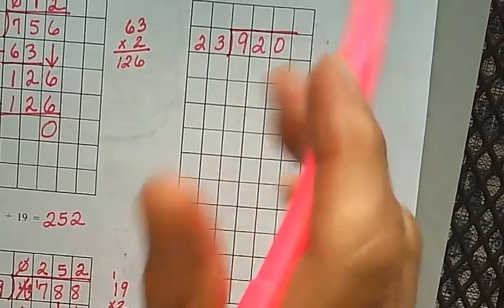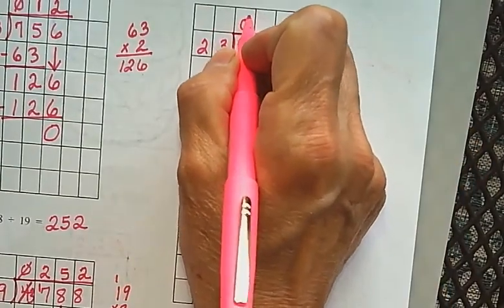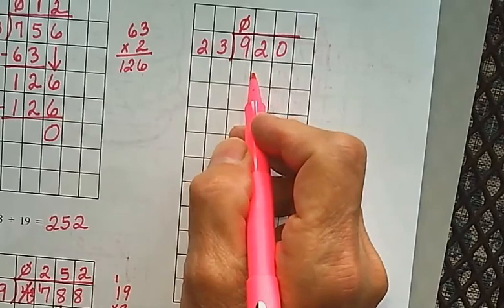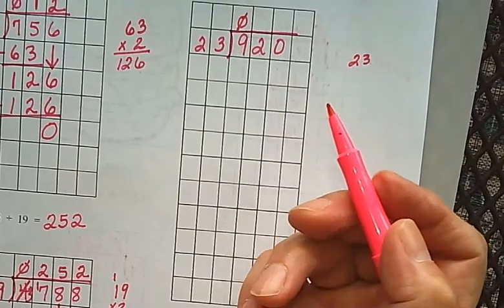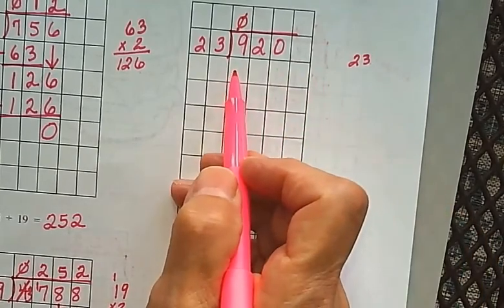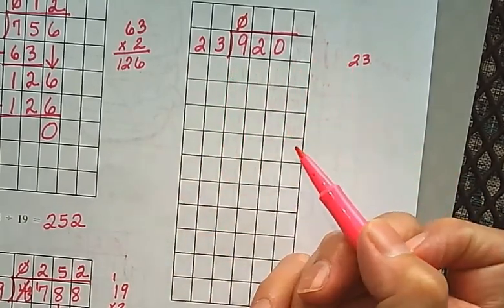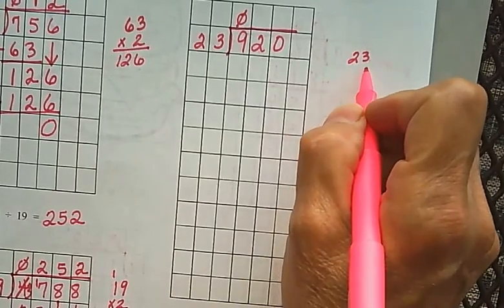Can 23 divide into 9? It can't. Can 23 divide into 92? Sure it can. So 23, that's close to 20. This is close to 80, so maybe 4 or 5 times. So let's try 5.